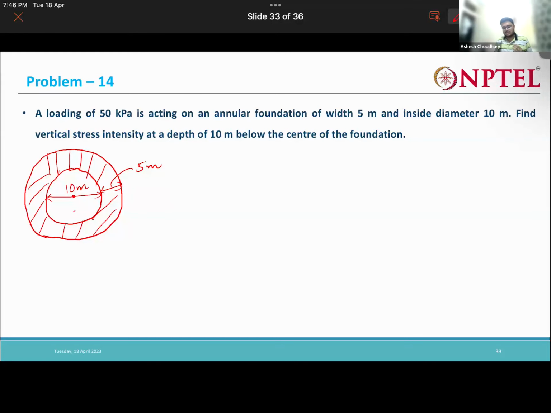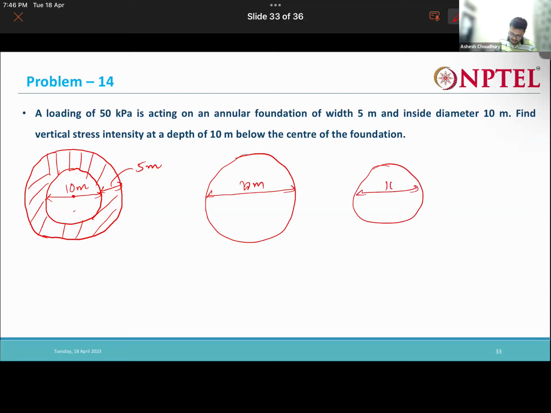find out the stress at the center, below the center of the circular stress distribution, when the circle has a diameter of, say, 20 meter. This we can do. So we will have two circles, diameter 20 meter and one 10 meter. Okay, so what we can do is that from the increase in stress due to this, if we deduct the increase in stress due to this, we will get the final value. Okay, we can get the final value.